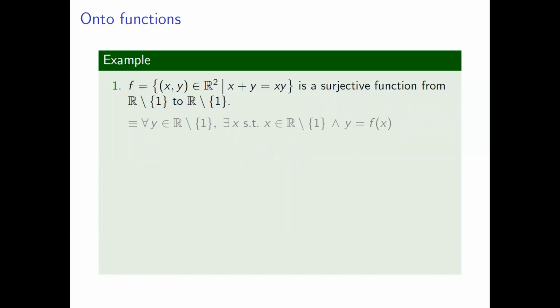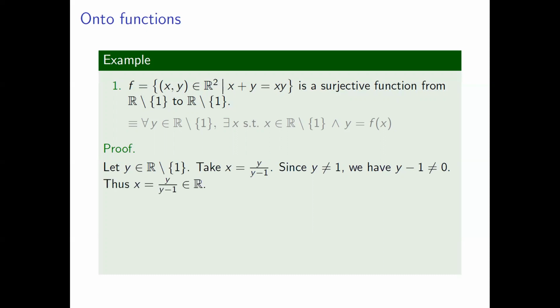We have proved in an earlier example that f is a function from the set of all real numbers not equal to 1 to the set of all real numbers not equal to 1. It remains to show that f is surjective. To do this, let y be an arbitrary real number not equal to 1. Take x to be the quotient y over y minus 1. Since y is not equal to 1, the denominator y minus 1 is non-zero. Thus, x is a real number.